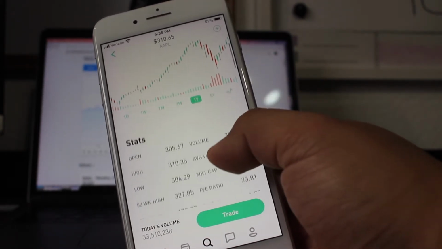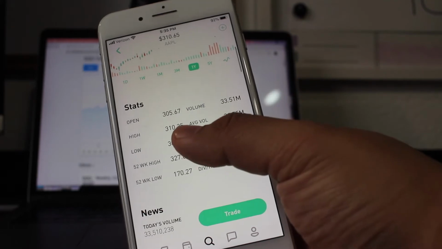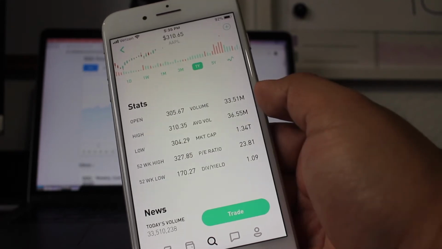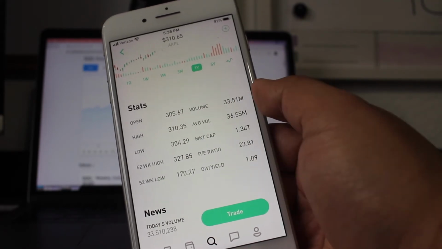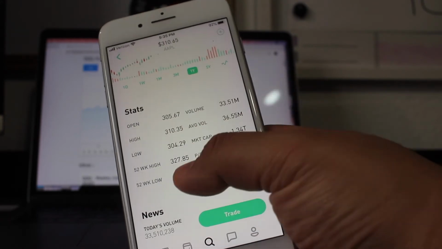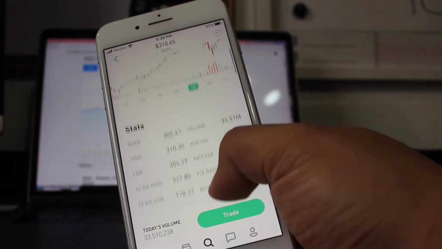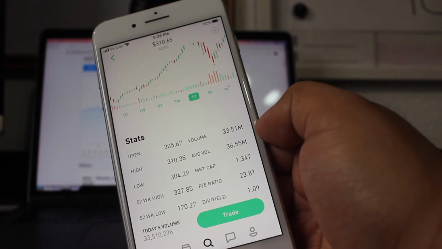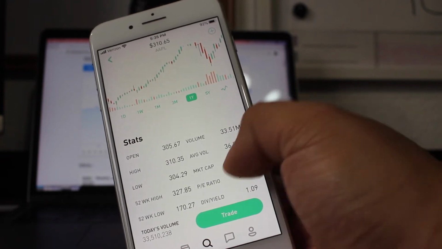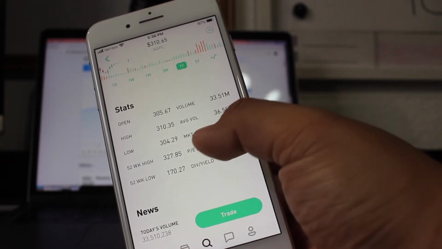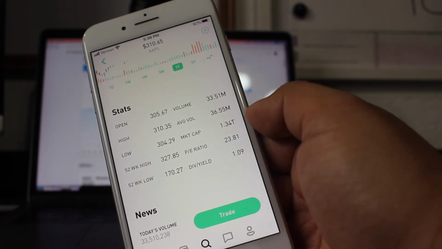So going down, you have the different statistics. For example, we have the open of the stock price and the high and the low. You have the 52-week high and the 52-week low, which is, as you can see, noticeably different. And you have obviously the volume of this stock which is being traded. Some keynotes to look at is the market cap, PE ratio, and dividend yield.